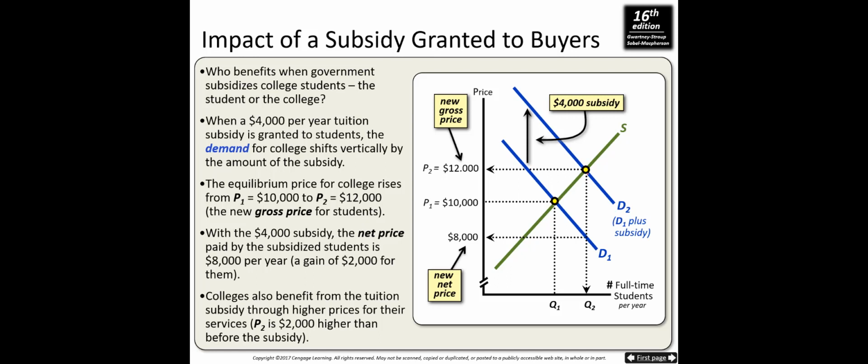The new net price for students, with the $4,000 subsidy, is that now the students are paying $8,000 because they are getting $4,000 from the government. Compared to the previous equilibrium when they were paying $10,000, they are only getting $2,000 of benefit. And what happened to the remaining $2,000 of the subsidy? It goes to the colleges. Why? Because of the increase in prices, colleges get $2,000 of the subsidy. So colleges also benefit from the tuition subsidy through higher prices for their services.